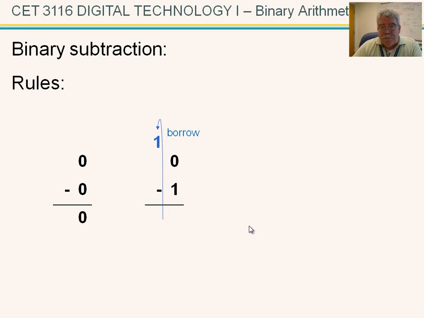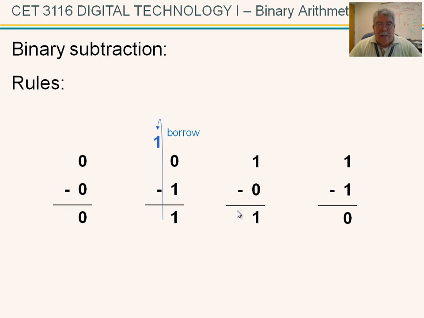Now we have 2 minus 1, right? It's going to be 1. So remember, when you have the borrow here, all you have is a 2. Now the other case is 1 minus 0, of course, is 1, and 1 minus 1 is going to be 0. Okay? So keep in mind this.